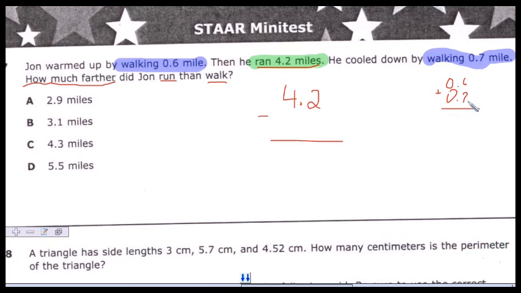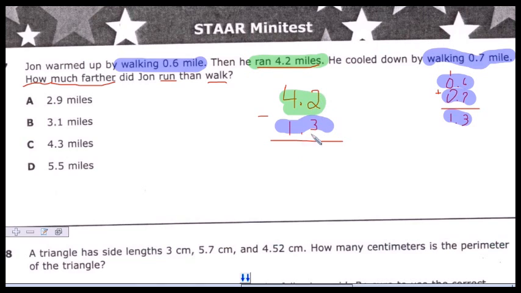So 6 plus 7 is 13. Carry the 1. 1 plus nothing is 1. And bring down my decimal. So he walked 1.3 miles. So I'm going to take that number and subtract it from the number that he ran. So remember, these 2 were my blue. That's my walking. So I'm going to take my walking away from my running. This is how much we ran. And we're going to come up with the difference.